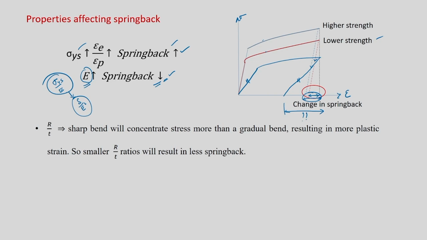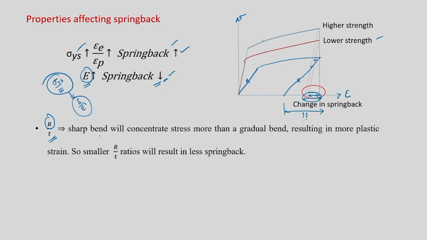So one can control spring back by controlling the strength and Young's modulus of the material. Moreover, you can also control spring back by this particular ratio called R by T, where R is the radius of the tool at which you bend the sheet, and T is the sheet thickness. Basically R determines whether it is a sharp bend or a blunt one.